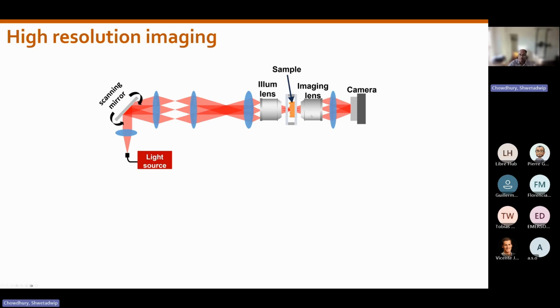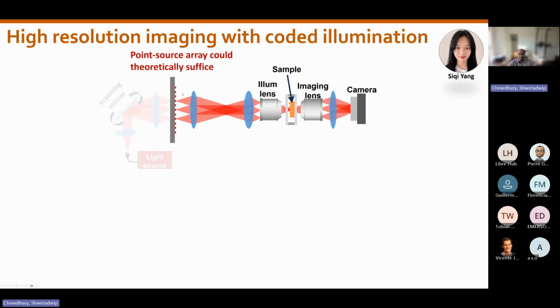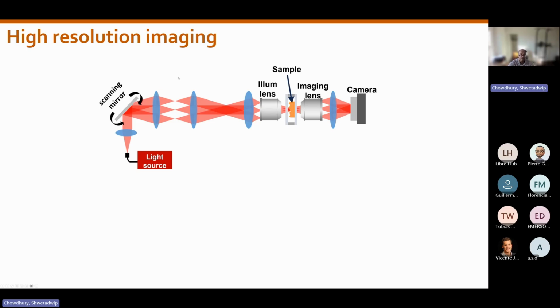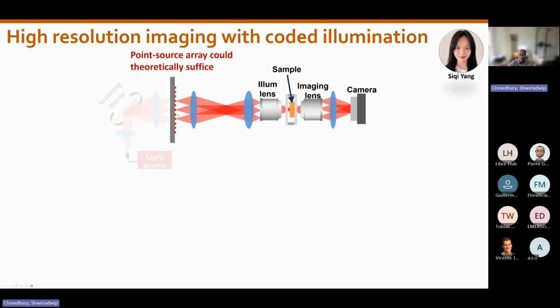So what can we do about this? One strategy you could expect is, if you want to illuminate the sample at multiple angles at a time, instead of using a scanning mirror, you could think about using a point source array. If you get rid of this whole module and replace it with a point source array, and each of these point sources is individually programmable, then that gives you the ability to illuminate the sample at different angles at a time. Each of these point sources, depending on the distance that it's offset from the optical axis, will give you a different angle of illumination, right? So this is the strategy that we're trying to implement.